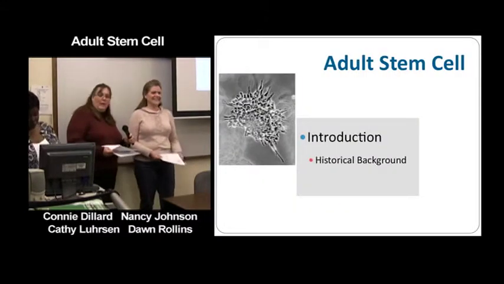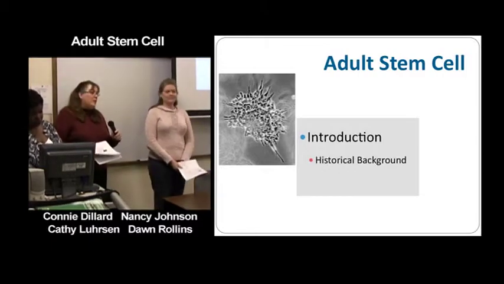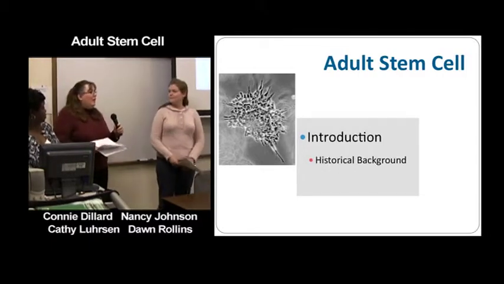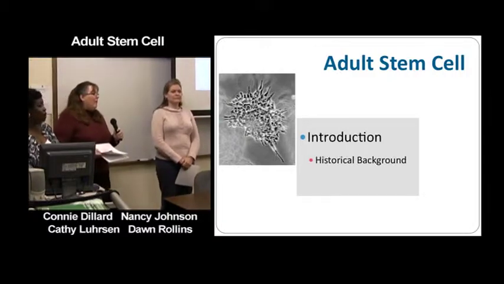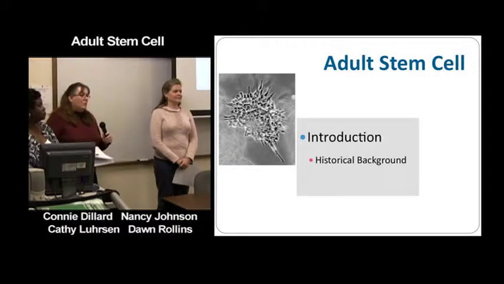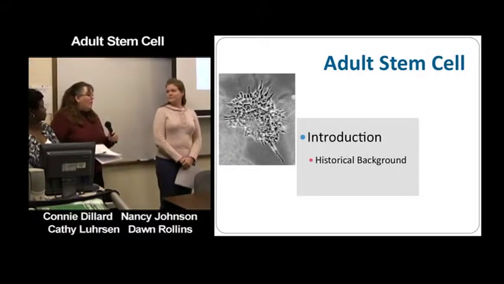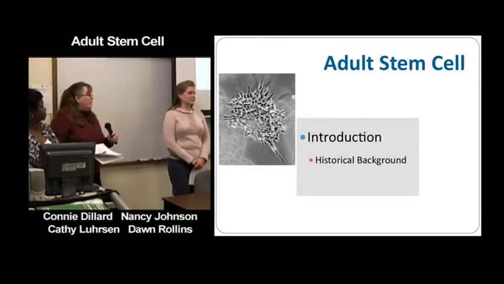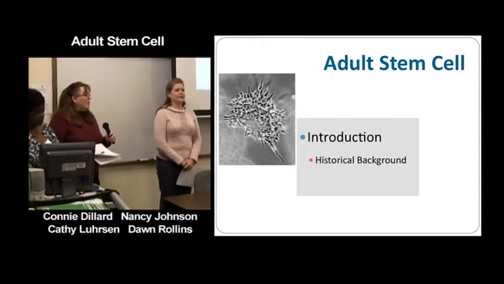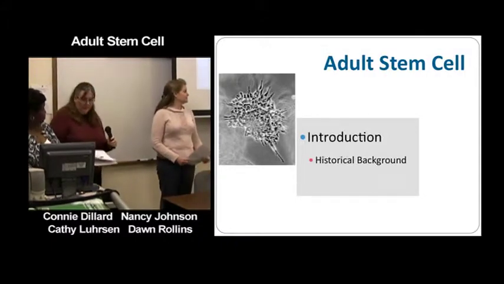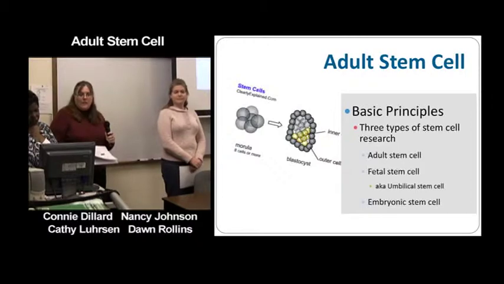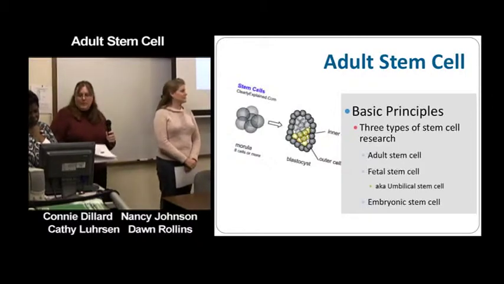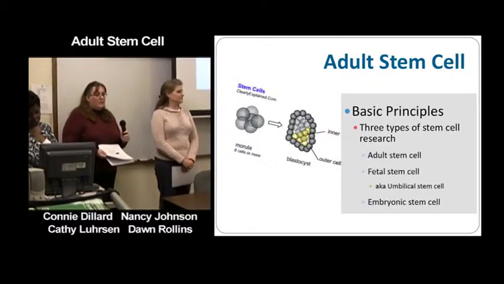And just to give you a historical background on adult stem cells, while our research was specifically targeted towards adult stem cells, it was really hard not to delve into some of the other aspects of stem cell research. So we're going to define all of them for you and let you know the differences between the types of research and the regulations and so forth. The three basic types of stem cell research are adult stem cell, fetal stem cell, also known as umbilical cell stem cell, and then the embryonic stem cell research.